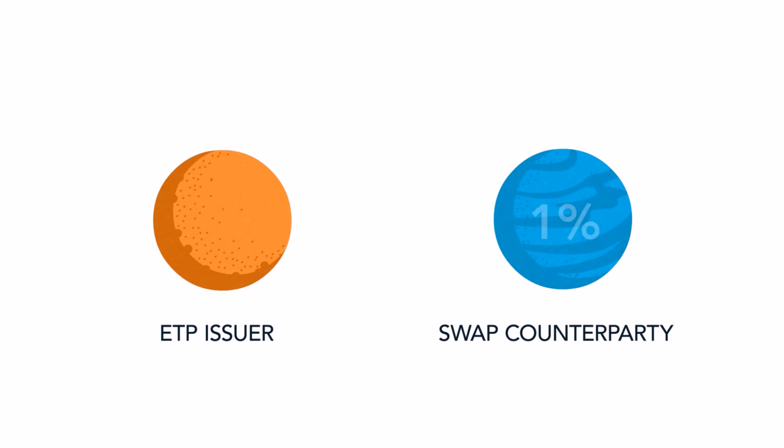For example, if an ETP issuer agrees to pay a fee for the performance of the FTSE 100, and if the FTSE 100 rises by 1%, the swap counterparty pays 1% less swap fee to the ETP issuer. If it falls by 1%, the ETP issuer pays the difference to the swap counterparty.